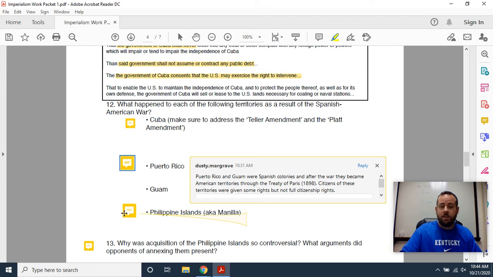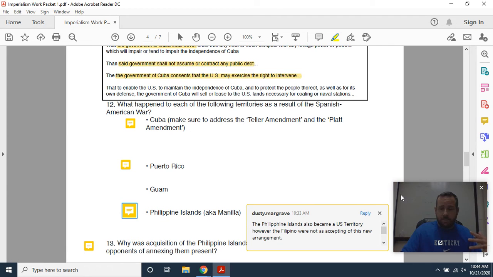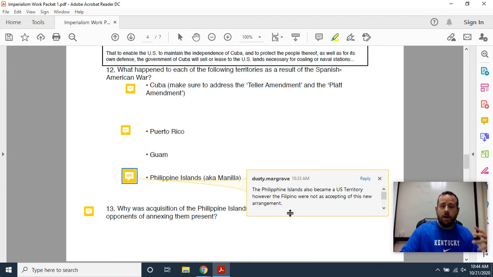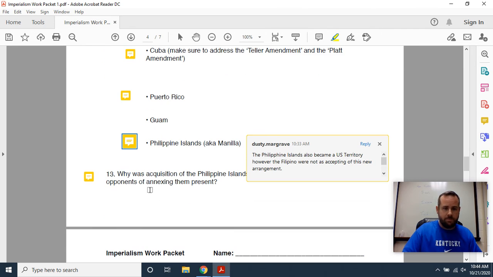Lastly, the Philippine Islands. The Philippine Islands were also Spanish colonies that became U.S. territories. However, the Filipino people were not as accepting of this new arrangement. We do not still own the Philippines. We will actually grant the Philippines their independence after World War II in 1945. But what's really controversial is right from the get-go in 1899, the Philippine people did not want to be a U.S. territory. Let's see if I can scroll down here.